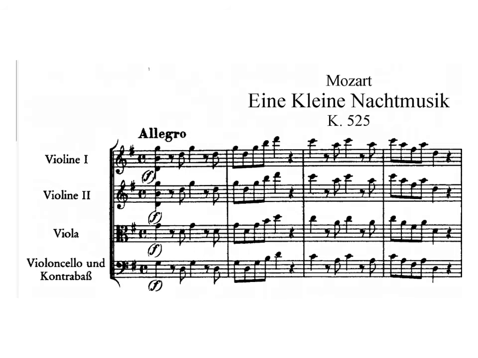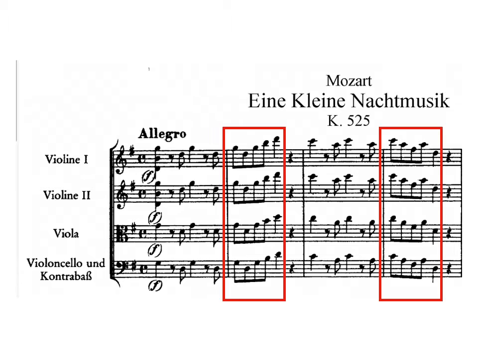Mozart used arpeggios quite a bit too. Here he uses a G major arpeggio. He has G, D, G, B, D. And then in the second red box we have D, F sharp, A, and C, but he does it backwards.